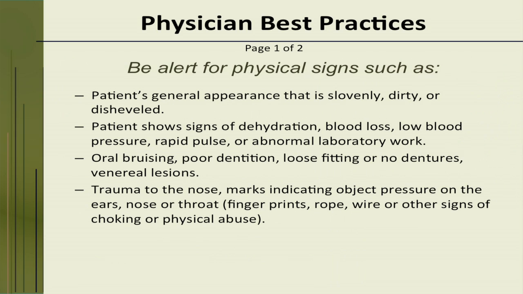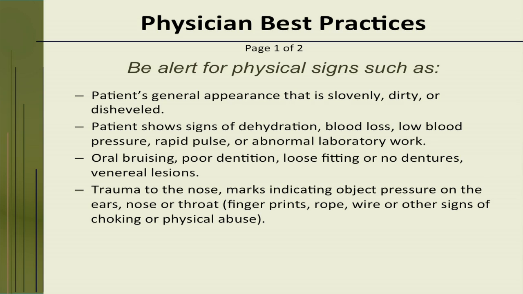Now, some other signs of abuse may be that a patient's general appearance is slovenly, dirty, or disheveled. We see a lot of, with caregiver neglect, older adults will come in, even though they have a primary caregiver, with overgrown fingernails, their skin will be very dirty, their clothing may be dirty, or their hair may be disheveled. They look like they haven't had a shower in a while, and we see that also very commonly in our self-neglect population.